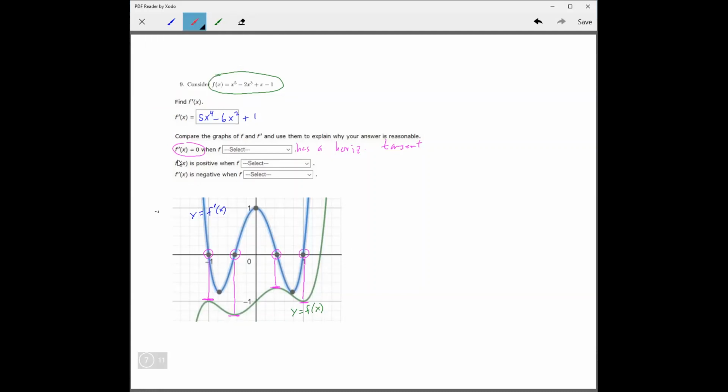Okay, f prime is positive. So here, positive, that would be up here and up here. So everything that's above, all this place where the blue is above the x-axis, when it's positive, that would correspond to this part right here, and then from here to here, and then from here on up. This is where f prime is positive, and the green graph, the original f, is increasing.